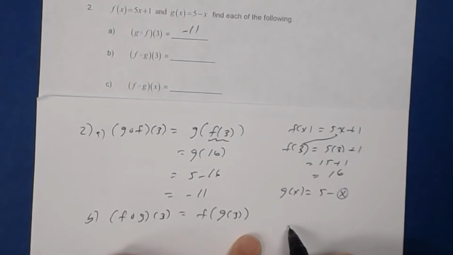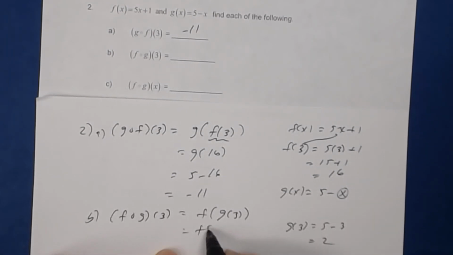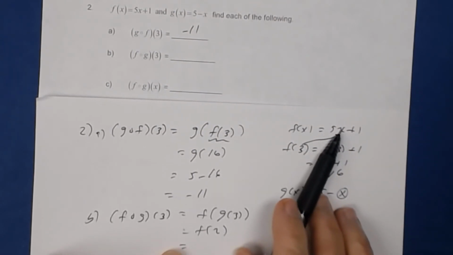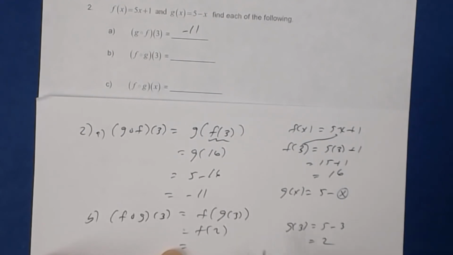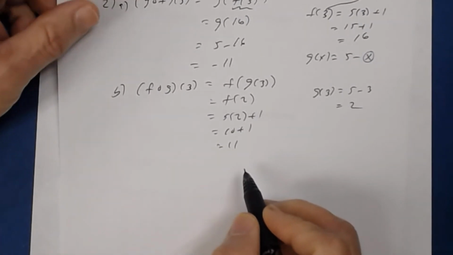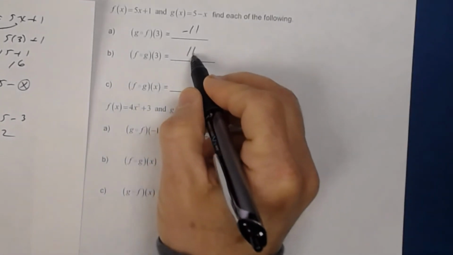So I go off to the side, and I got to figure out what g of 3 is. Well, here's g of x. So where we see the variable x, I'm going to substitute 3. So I get 5 minus 3, which is 2. So that becomes f of 2. So then I go to my function f, which is this, and where we see the variable, I substitute 2 this time. So I'm going to get 5 times 2 plus 1. So that's 10 plus 1, which is 11. Okay, so part B is 11.